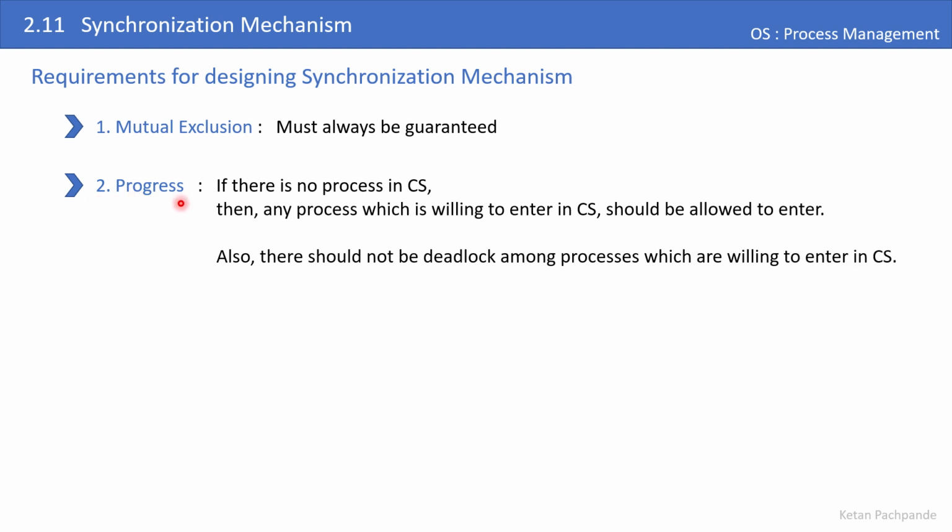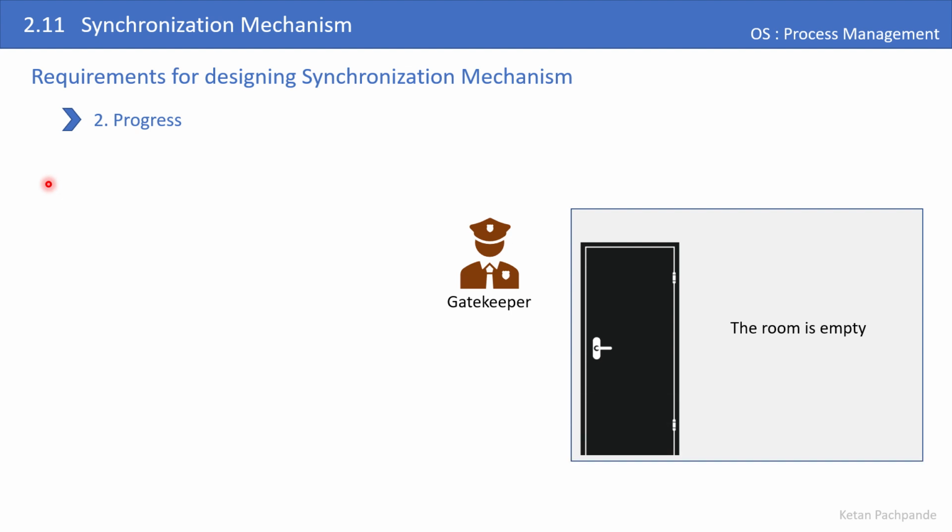The second requirement is called progress. Before I talk technically, let me give you an analogy. Let's assume that there is a room which is empty, no one is in the room, and outside the door there is a gatekeeper. And assume that there are 4 students with the roll numbers 1, 2, 3 and 4, who are interested in entering this room.